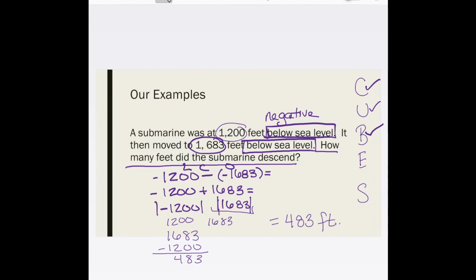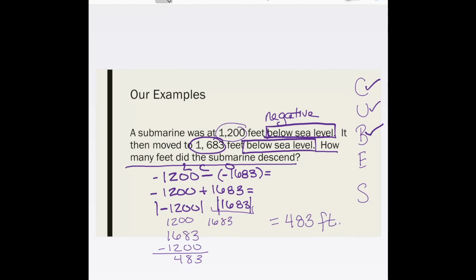So I circle the numbers, right? I have 1,200 and 1,683. I underline my question. I want to know how many feet the submarine descended. That's an important thing to think about. How many feet did it descend? Not its sea level, like not its depth, but just how many feet did it move?